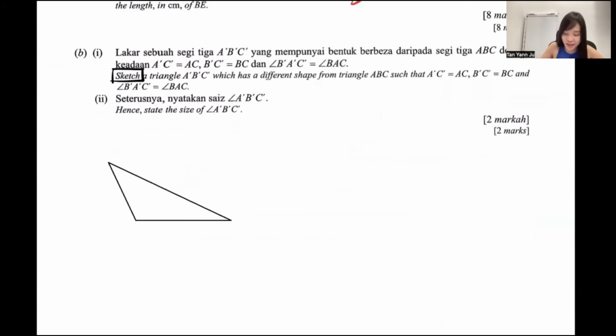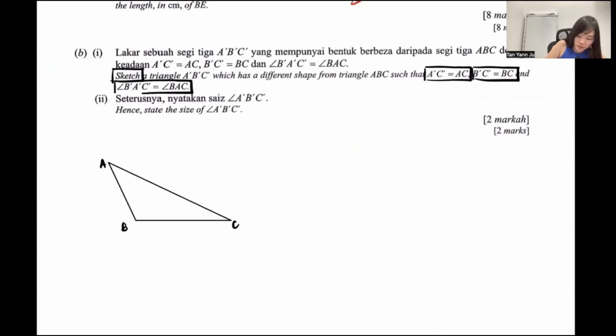Okay, like this, okay? So A, B, C. So guys, now they want me to sketch a new triangle A prime, B prime, C prime, such that the AC must be the same length, the BC must be the same length, the angle must be the same. So I always start from the angle. I always tell my students, start from the angle. So the BAC angle will be the same.